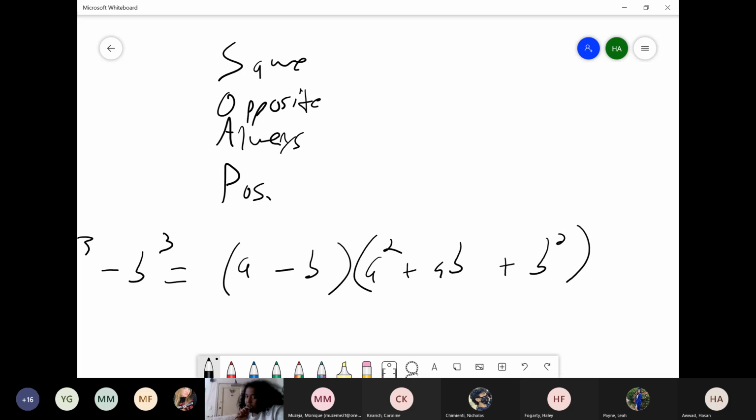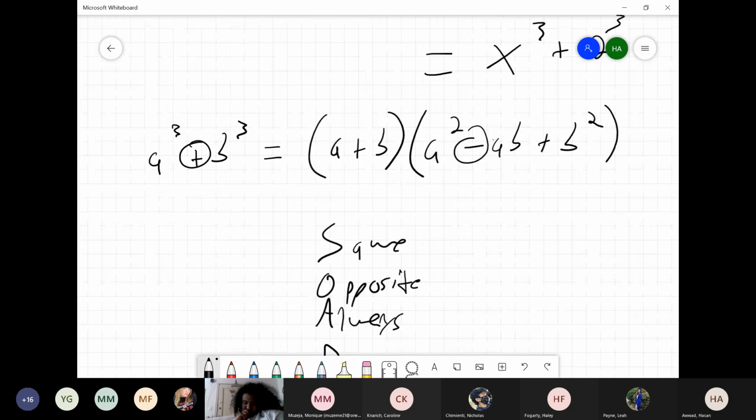So using the mnemonic device SOAP, this can really help you out figuring how to multiply out a binomial times a trinomial if you can spot the pattern. And also, when we get to factoring, which is the next lesson, which goes up today, this is also going to help you factor cubes when you see them.